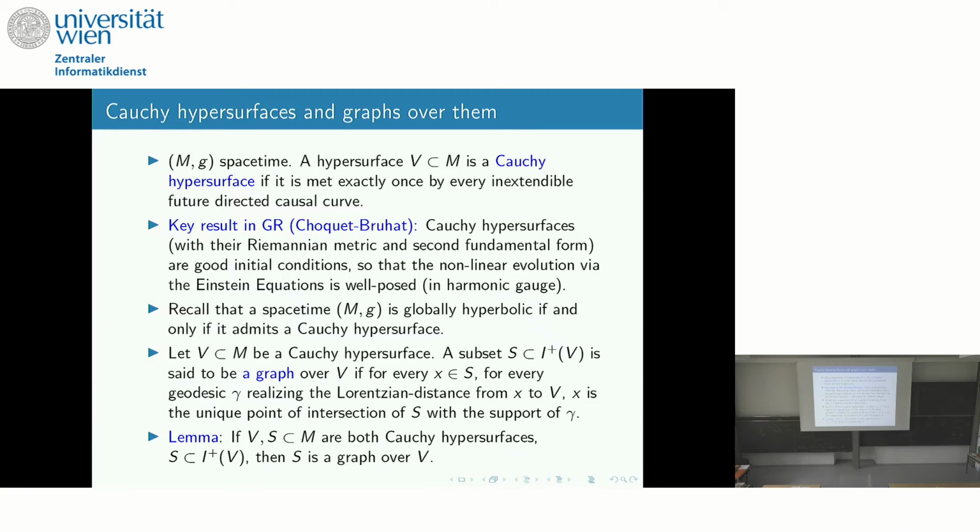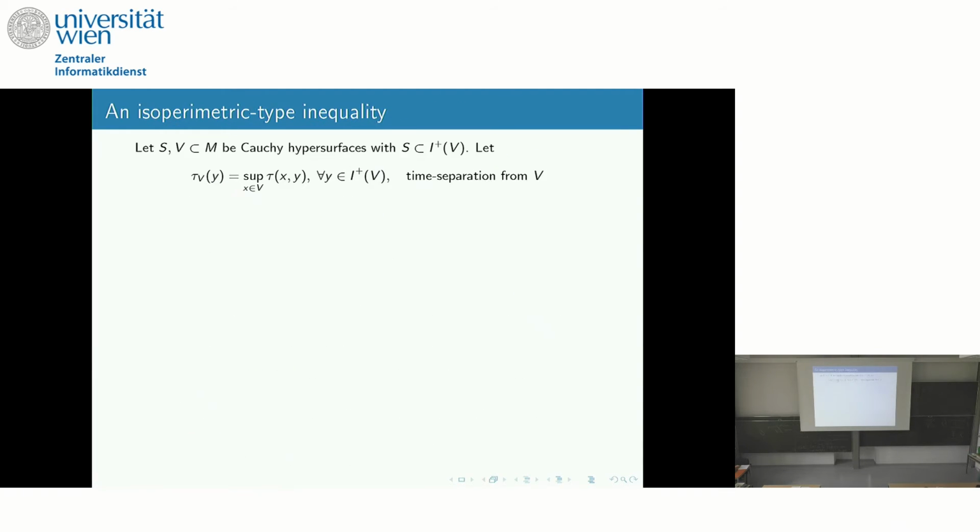Okay, and just an easy lemma is that if both V and S are Cauchy hypersurfaces, and S is in the future of V, then S is a graph over V. That's because you have just one point of intersection.